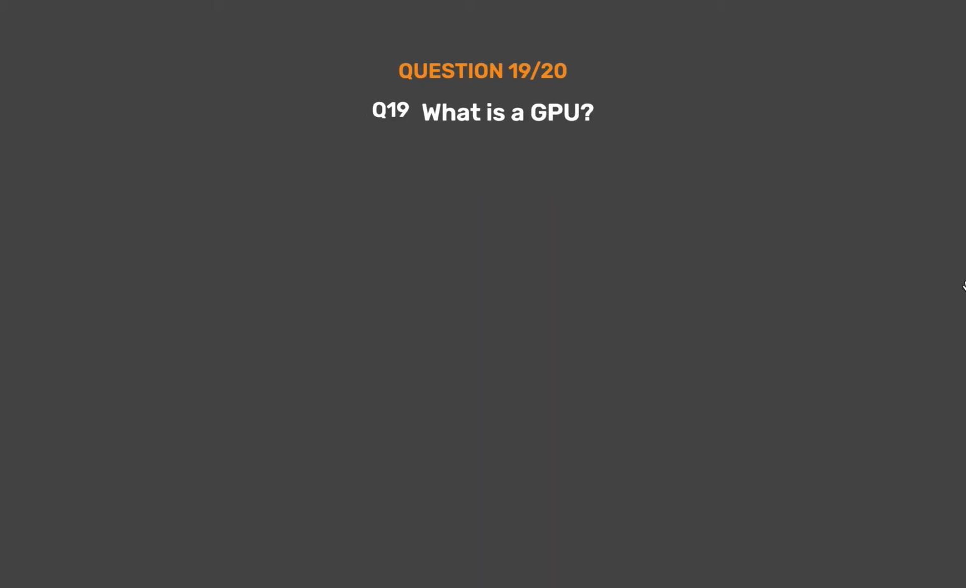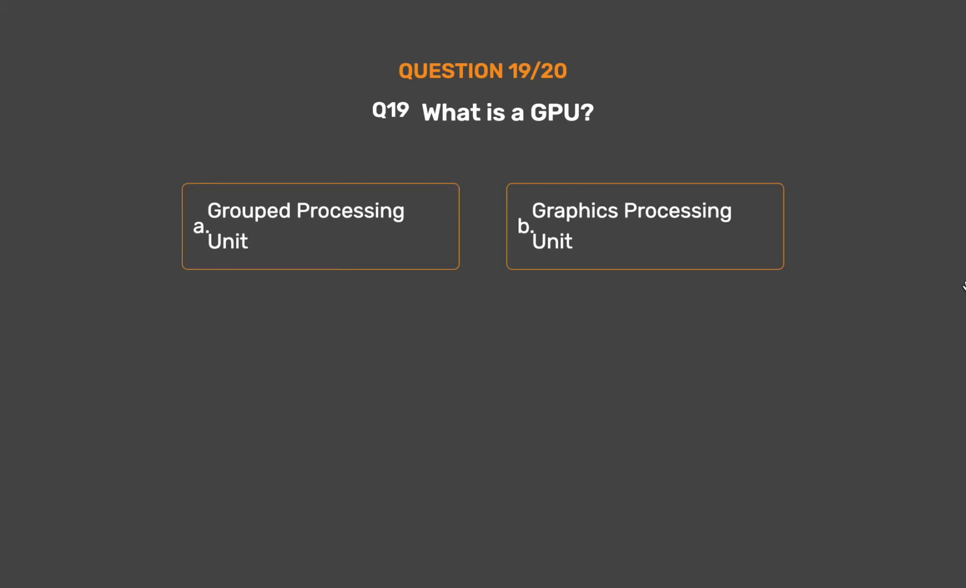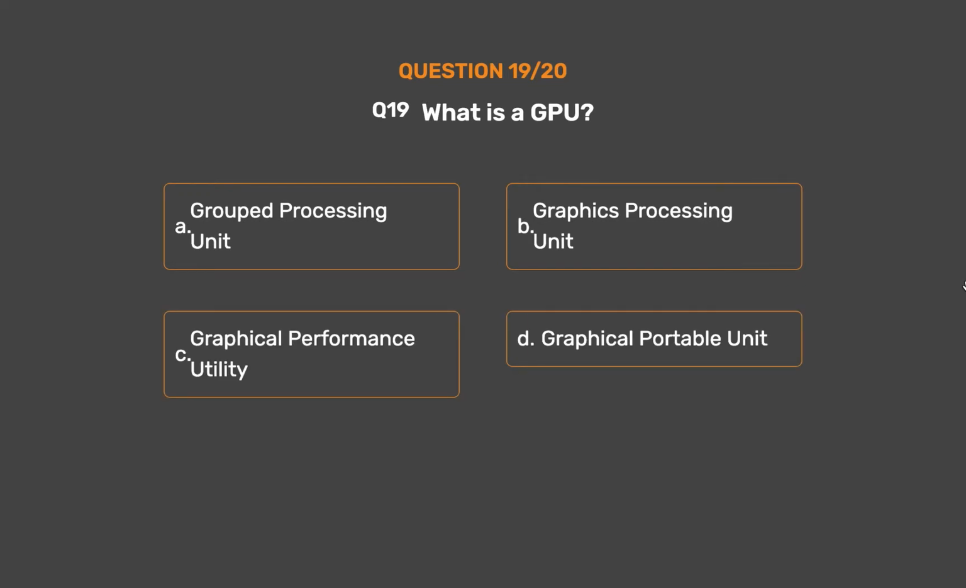Question number 19. What is a GPU? Option A. Grouped Processing Unit. Option B. Graphics Processing Unit. Option C. Graphical Performance Utility. Option D. Graphical Portable Unit.